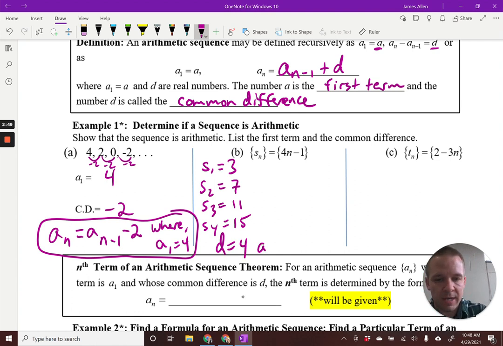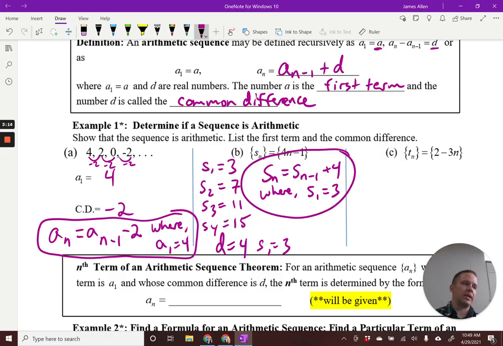And my first term, s sub 1 in this case, that's going to equal 3. All right, not too bad. So defined recursively, I'd have s sub n is equal to the previous term plus my common difference, where s sub 1 is equal to 3. Like it. Awesome. Very cool. I just use s here because that's what it started with.